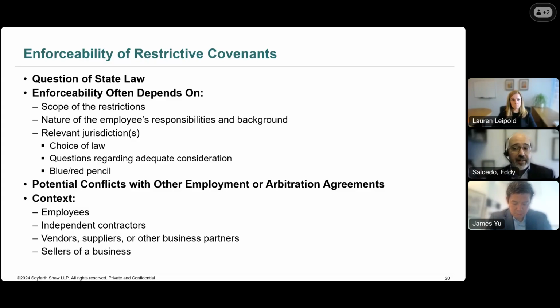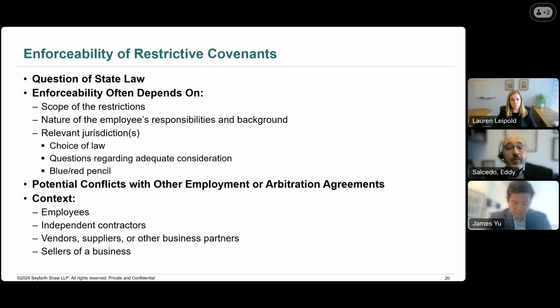The court can't make any change to it. So if you had a 3-year restriction and it's a 1-year state, that's it, it's out. Similarly with geography or with the employee. So it's important to know which state you're operating in, which state the employees are in, and whether you're dealing with a situation where a court will be able to modify the agreement should it be challenged, or whether it's just going to be thrown out.